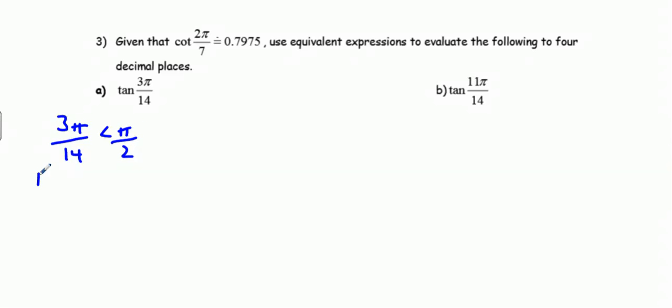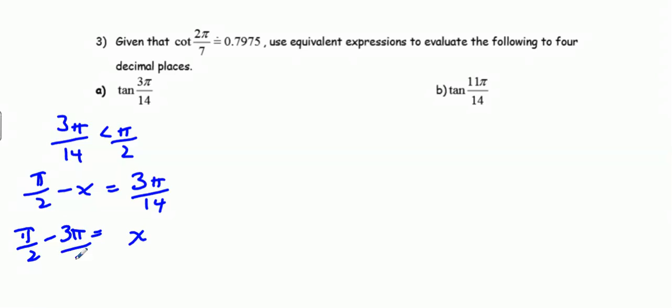So we know we're going to take pi by 2 minus a different angle, and that's going to give us 3 pi by 14. When I rearrange, this is going to give me pi by 2 minus 3 pi by 14, and x then is going to be 7 pi by 14 minus 3 pi by 14, which is 4 pi by 14, which is 2 pi by 7.